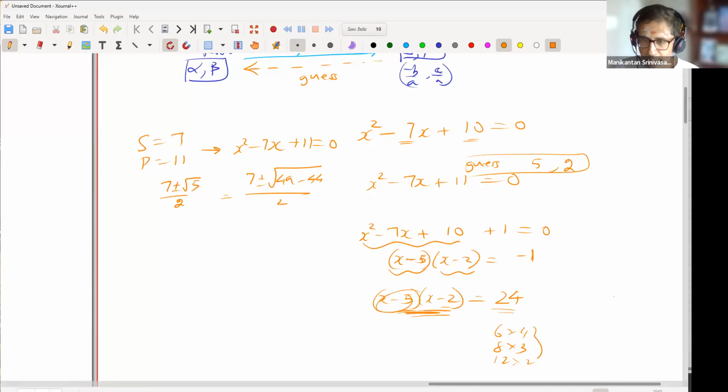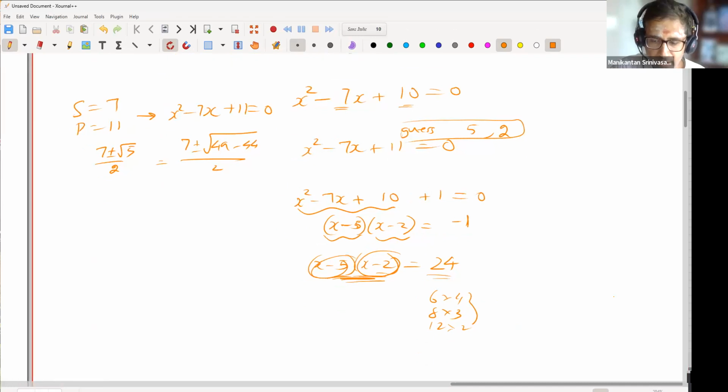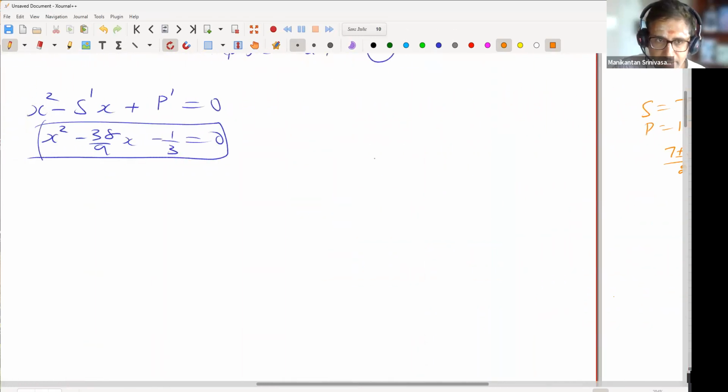And why should they be apart by 3? Because I have x minus 5 and x minus 2. So again, it comes back to the guessing game. We fail in guessing, and therefore we have to resort to actual solving. Okay, sir. Got it. Okay, so back to the other forms.